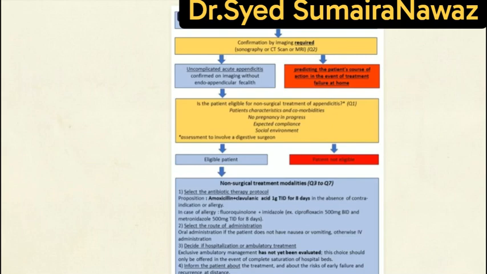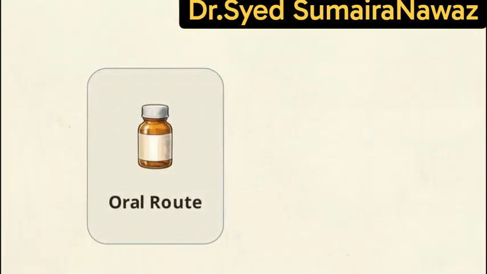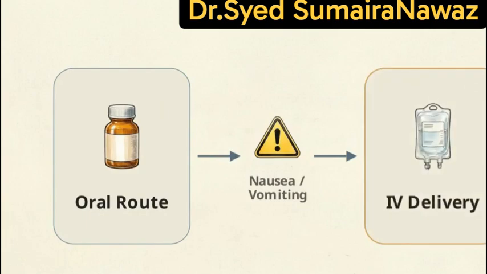This flowchart dictates the strict selection criteria to safely attempt a non-surgical approach. Factors immediately disqualifying a patient include active pregnancy, a lack of expected compliance, or the presence of a fecalith seen on imaging. If the patient is eligible, the primary clinical proposition is a specific, potent antibiotic regimen. The standard dosage is 1 gram of amoxicillin and clavulanic acid, taken 3 times a day for 8 days. This is administered orally unless nausea or vomiting requires an initial intravenous delivery.